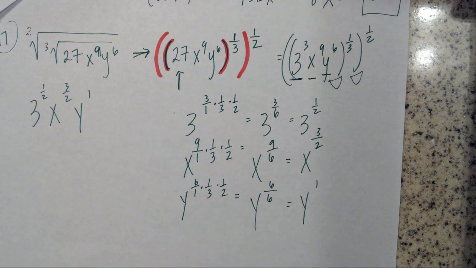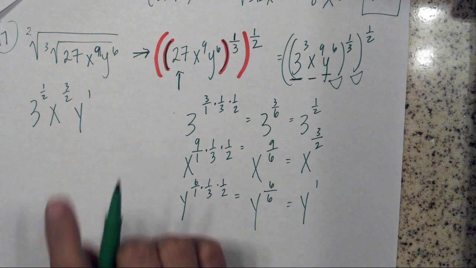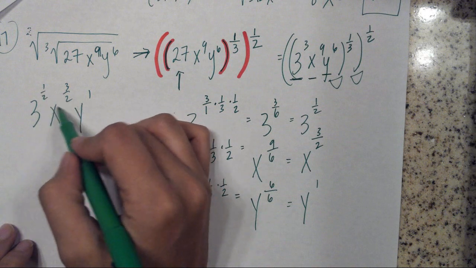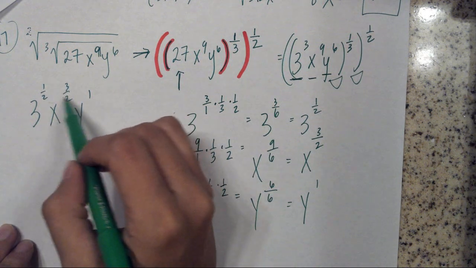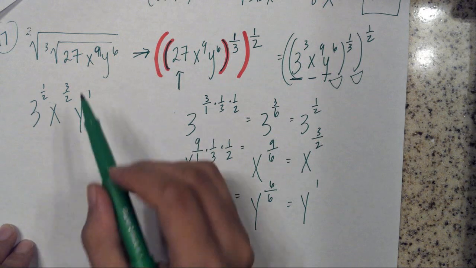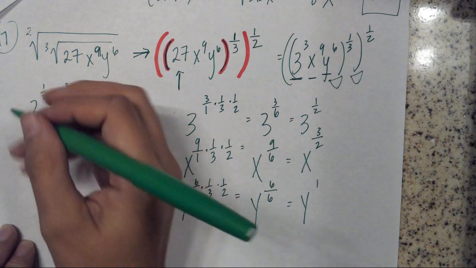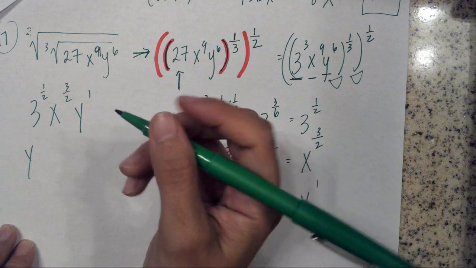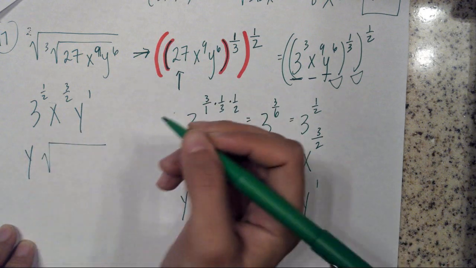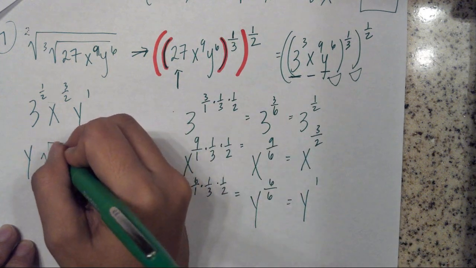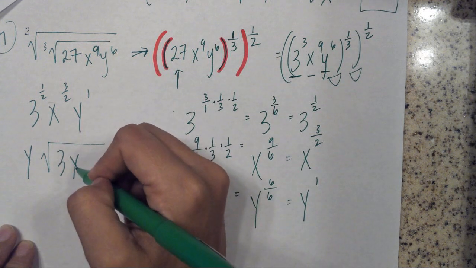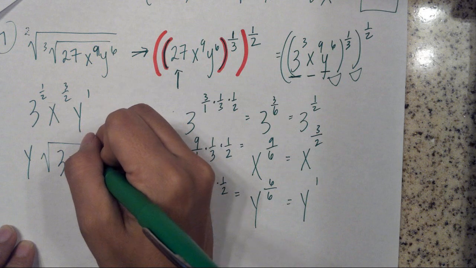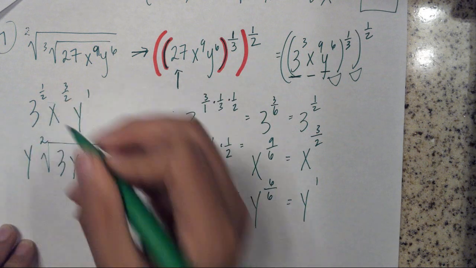I want to write this in radical form. So these guys both have fractions, right? They share a common denominator, so they stay under the radical. This guy doesn't, so he's going to come to the outside. So you have y, and then on the inside you have the 3 and the x. The friend for 3 is 1, the friend for x is 3, and then you have the 2, like that.